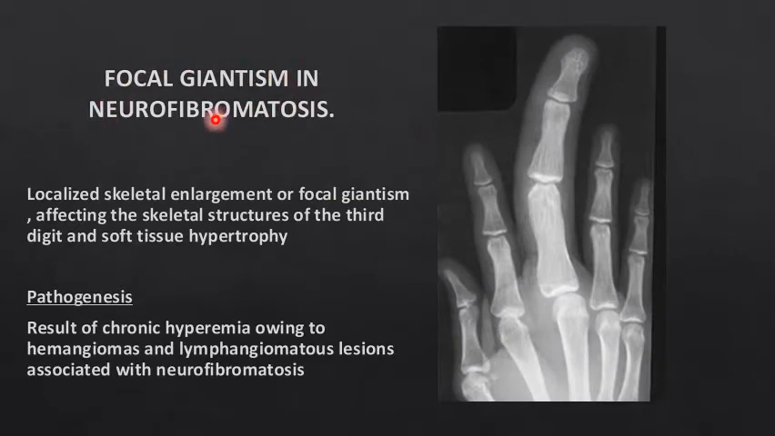Focal gigantism in neurofibromatosis. Localized skeletal enlargement or focal gigantism affecting the skeletal structures of the third digit, or soft tissue hypertrophy, is noted here. Here we can see focal enlargement of the middle phalanx, and there's also soft tissue hypertrophy surrounding the phalanx. The pathogenesis behind this is chronic hyperemia owing to the hemangiomas and lymphangiomatosis lesions associated with neurofibromatosis. So focal gigantism is also an appearance of neurofibromatosis. This can come as a spotter in your MCQ exams.